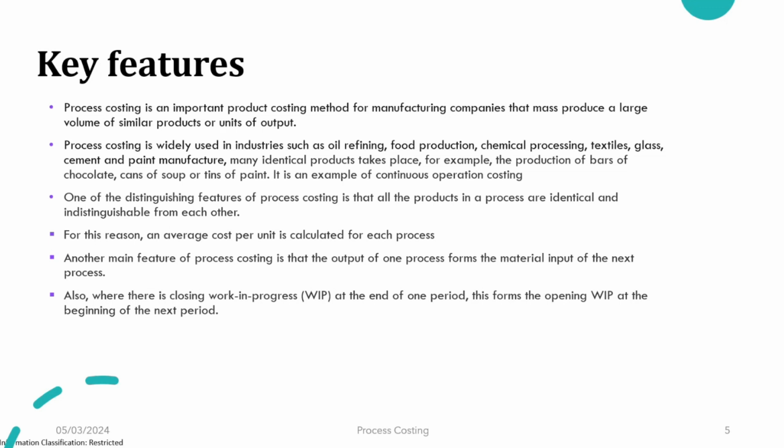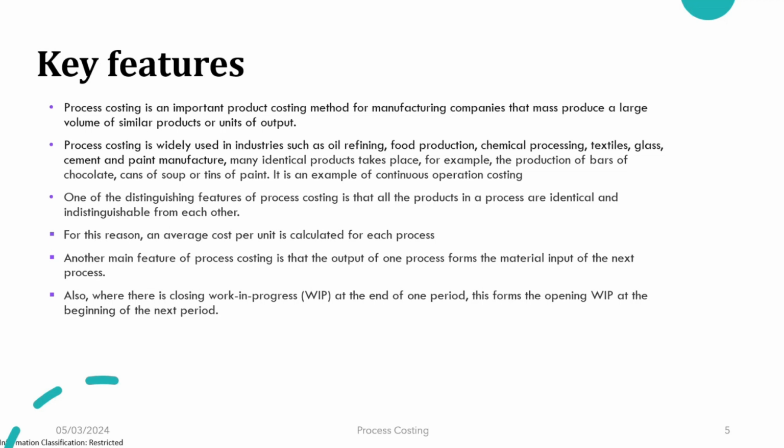So maybe the first is the base of the cake, and then move into the second process. That would be some topping, and then move to the third process, maybe some fruits put on top of it. So each product would go through a process, but there are a couple of stages in this production process, and different costs would be associated with different stages.